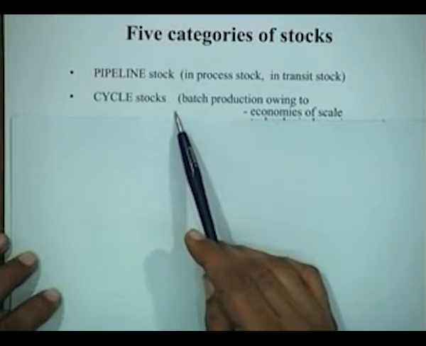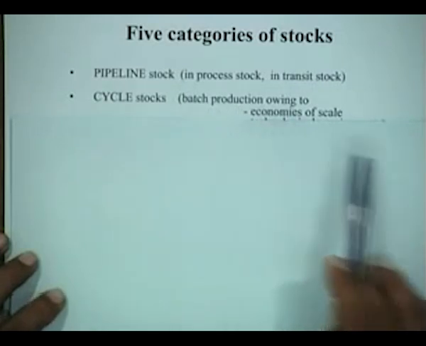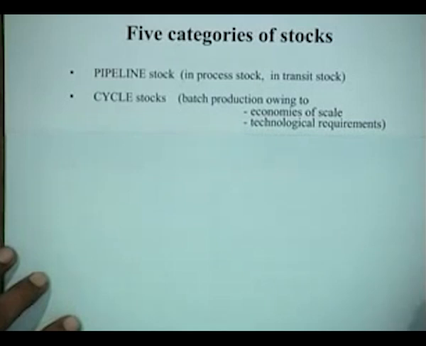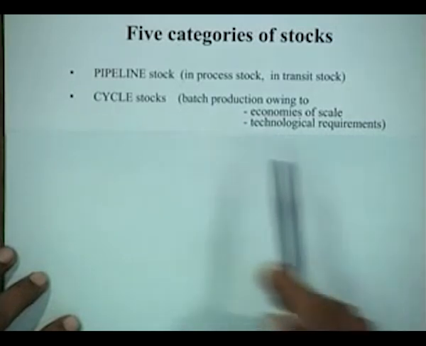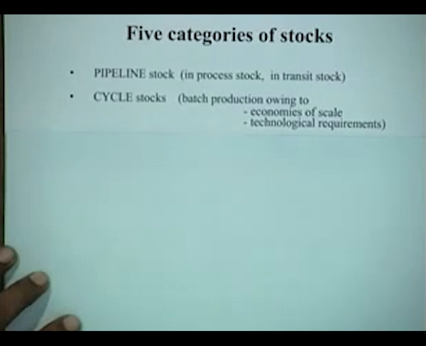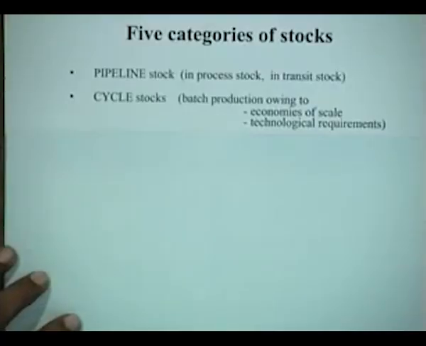Cycle stocks occur, for instance, in batch production owing to economies of scale or to technological requirements. What this means is that when you are producing, instead of producing one item at a time, you often tend to produce in batches. So if you are producing a certain quantity, you might produce, let's say, in batches of 100. So when you have batches of 100, you are not consuming at the same rate. The production rate is typically higher than the consumption rate, so you have stocks accumulating. And this accumulation of stocks is what we call cycle stocks.